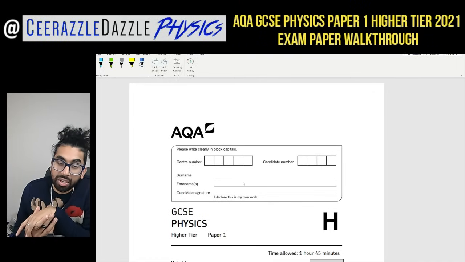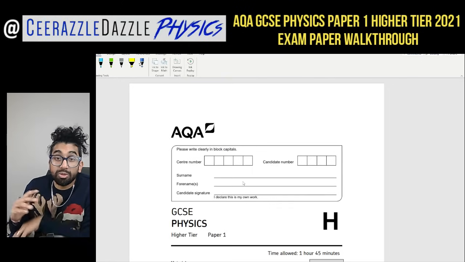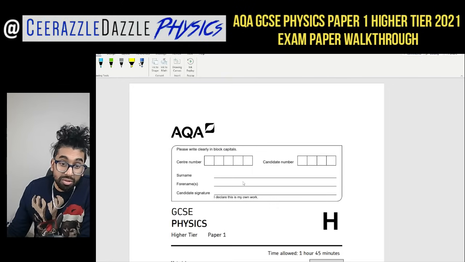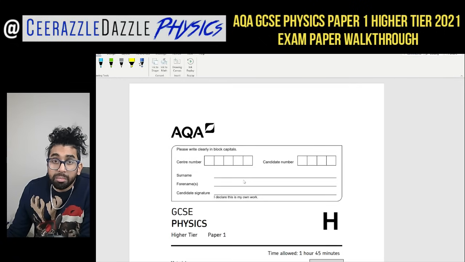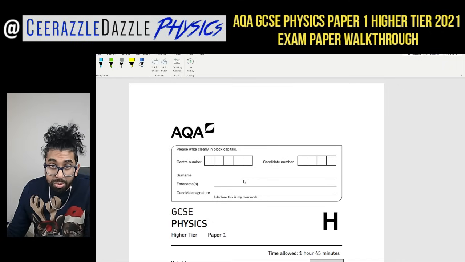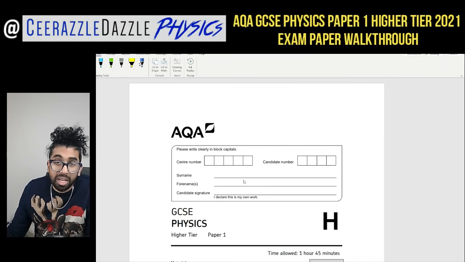In today's session, guys, we're going to be doing a full GCSE Physics past paper, and this will be a full walkthrough. So today we're doing AQA GCSE Physics Higher Tier Paper 1 2021. Make sure you have done the paper yourself beforehand before watching me do it. There's no point watching me do it, you have to do the work. But obviously it helps to watch someone actually walk you through the entire paper.